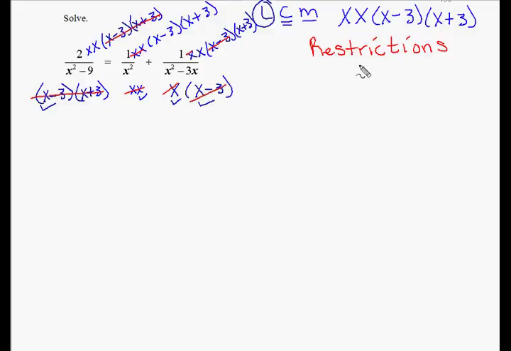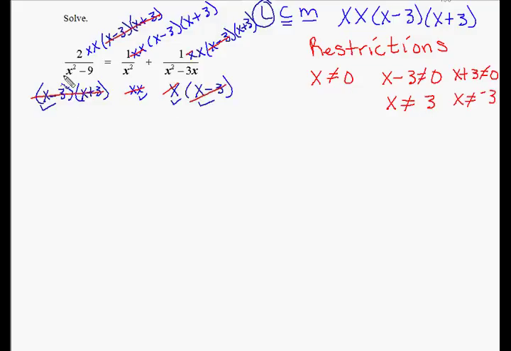Now don't forget, we need to make sure that we don't have any values for our variable that are restricted. So we have each factor set equal to 0. X again is the same factor, so we won't do that. X minus 3 is equal to 0, and x plus 3. Now I'm saying equal to 0, but in fact they cannot have that value. So x cannot have the value 0. Also x cannot have the value positive 3, and x cannot have the value negative 3. So those are my 3 restrictions.